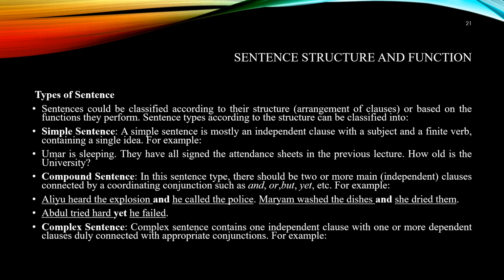Therefore, class, the structural classification of sentences is divided into how many? Into four classifications. The first one is what we call the simple sentence. A simple sentence, class, is mostly an independent clause with a subject and a finite verb containing a single idea. For example, Umar is sleeping. This is a simple sentence. They have all signed the attendance sheets in the previous lecture. How old is the university?